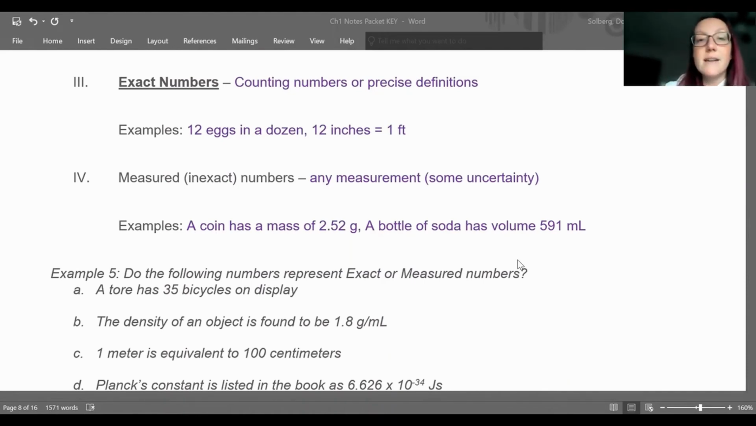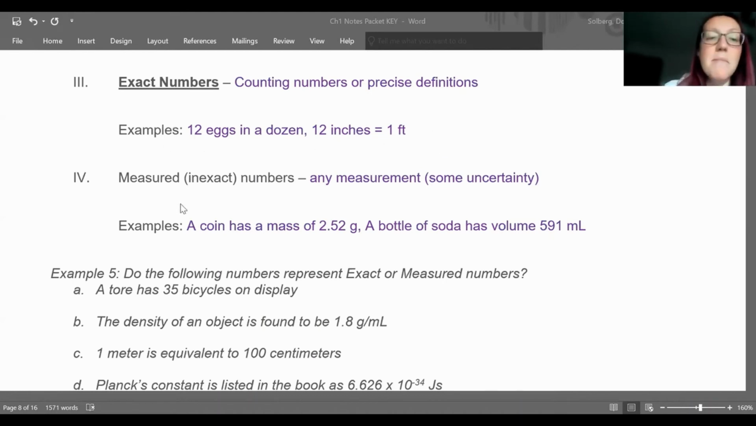Also considered exact numbers would be precise definitions. So like the definition of 1 foot is 12 inches. Okay, so that is an exact number. That is important because then we're going to start talking about numbers that are not exact. Most measurements are not exact. 12 eggs in a dozen, that's like a definition. A dozen is 12 eggs exactly. All right, so these are exact numbers, counting, or precise definitions.